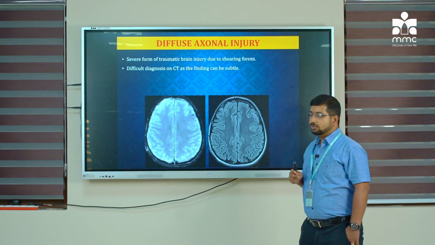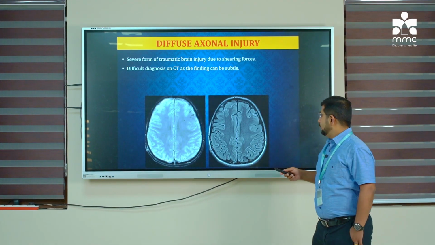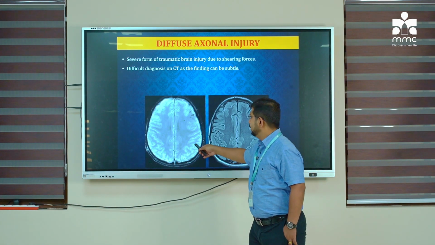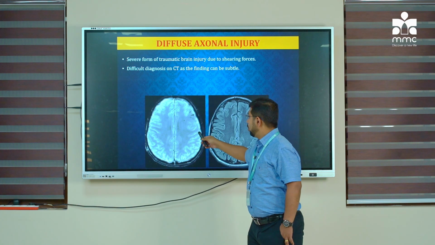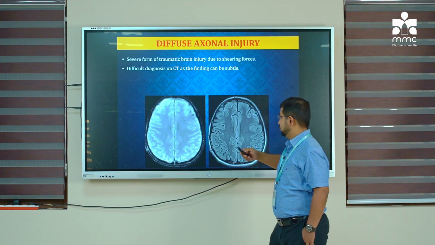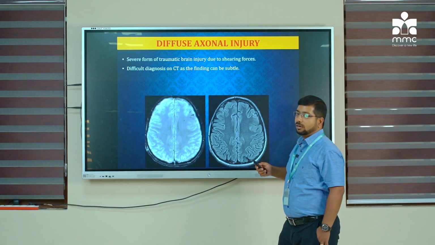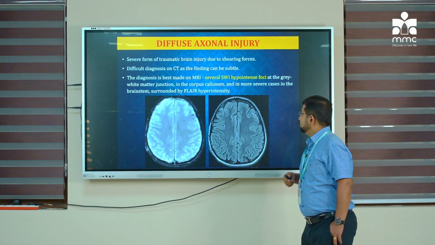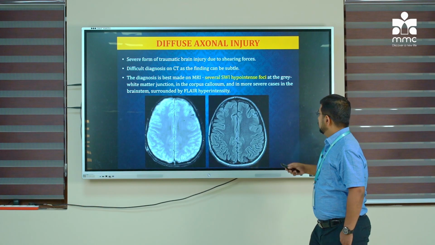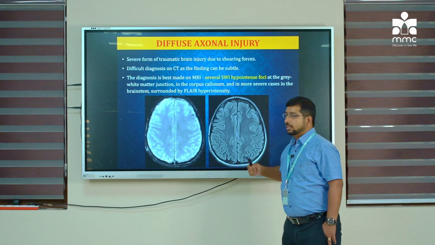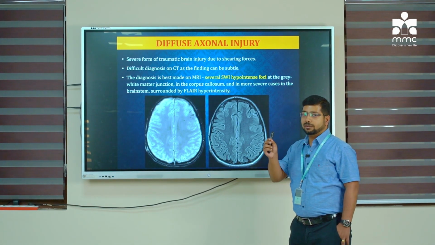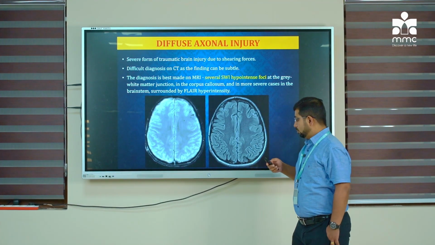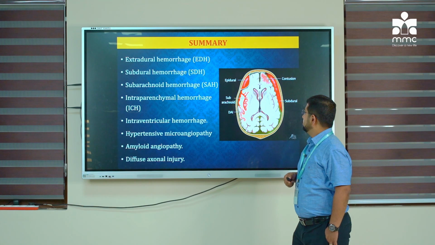That is when you have to do an MRI. In MRI, there is a sequence called SWI, which I showed you earlier, to look for bleeds. So you have to look for any small microhemorrhages in the grey-white matter junction. This is a case where, due to shearing force, there will be injury in the grey-white matter junction. The grey matter, that is the nucleus, and the white matter will get separated. So the patient will go into coma.